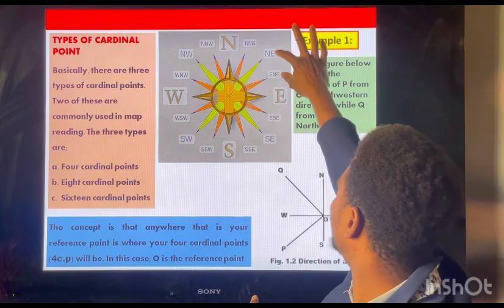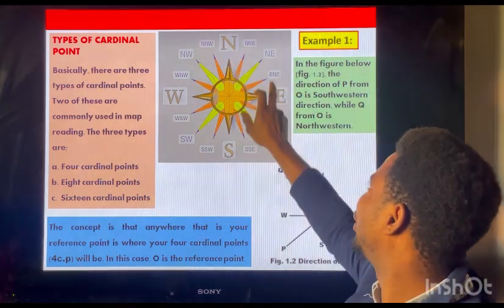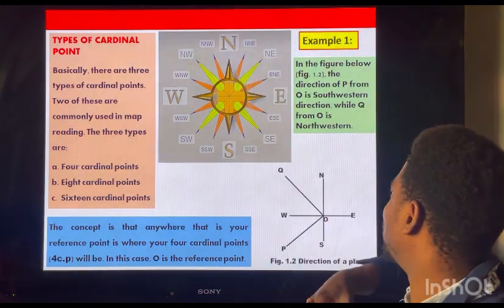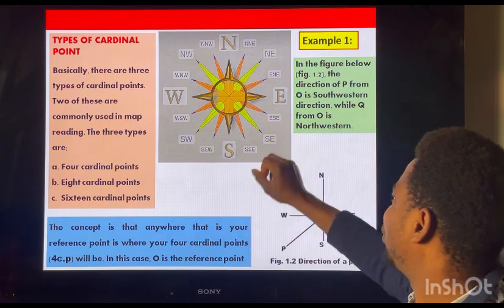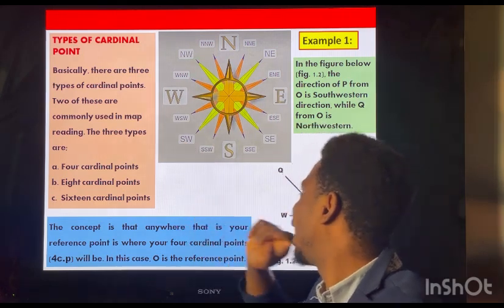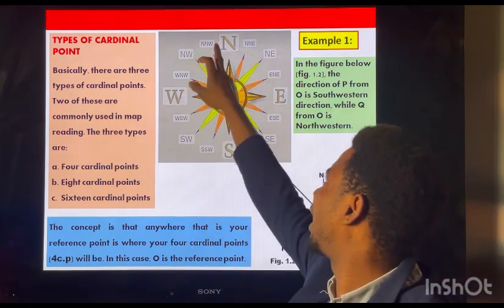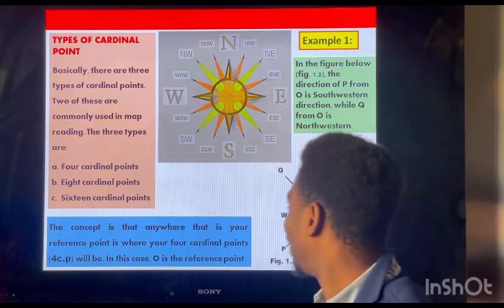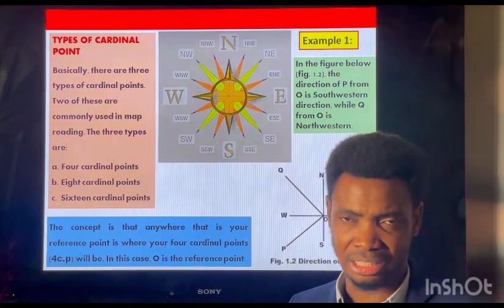And in between the north and east, you have the northeast. In between the south and east, you have the southeast. In between the south and west, you have the southwest. And in between the west and north, you have the northwest. Alright, that is the 8 cardinal points.